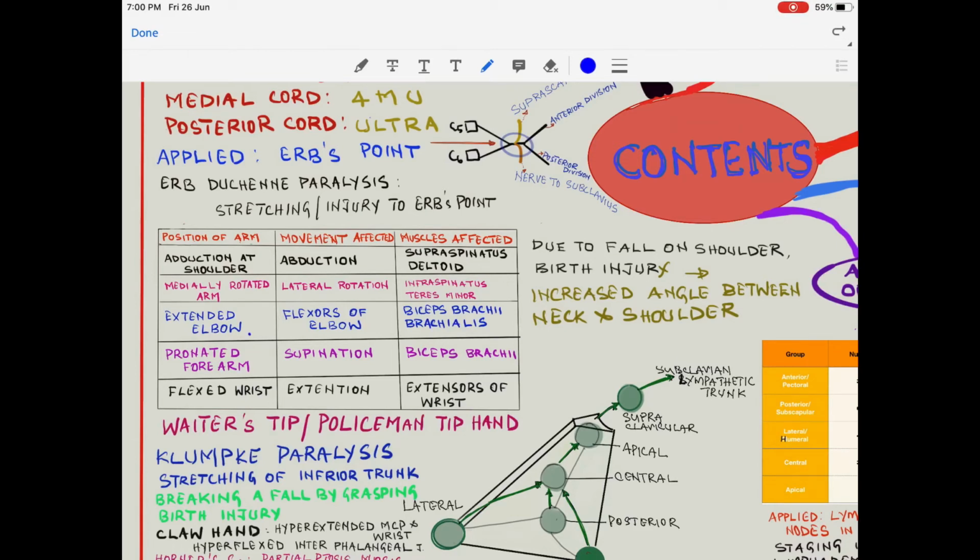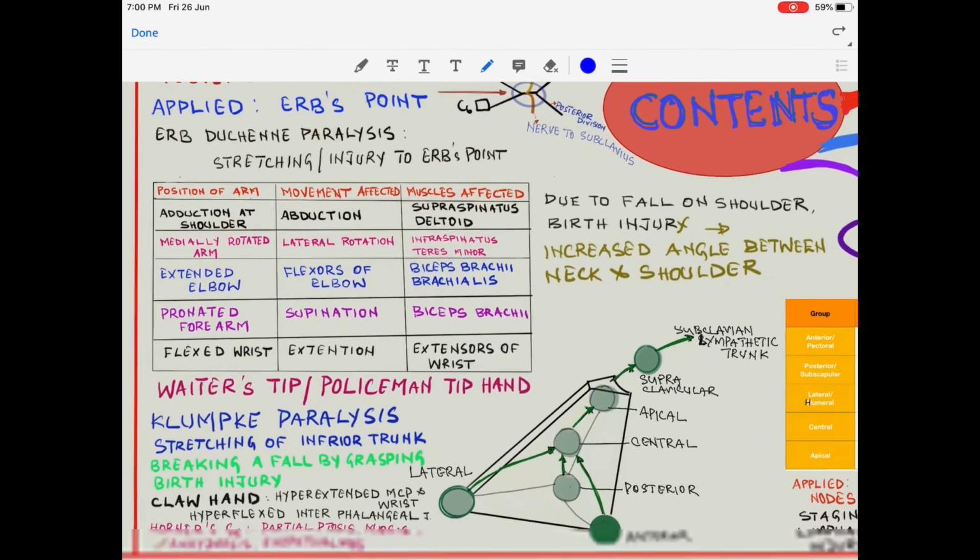The elbow will be extended. So that means flexion of elbow is affected. The muscles involved are biceps brachii and brachialis. The forearm will be pronated. So the supination is affected. Muscle paralyzed is biceps brachii. Now the wrist will be flexed and fingers also. That means extension is affected. So muscles involved are extensors of wrist and fingers. So this is about the Erb-Duchenne paralysis.